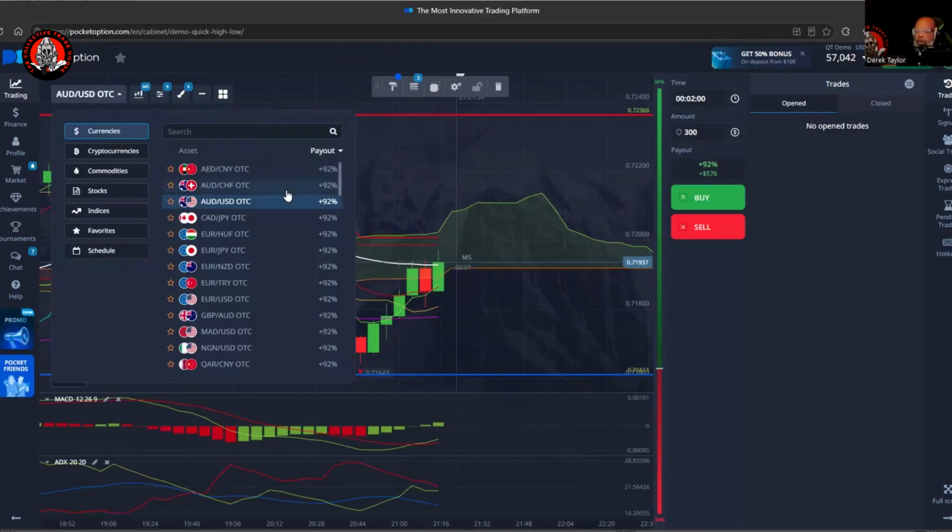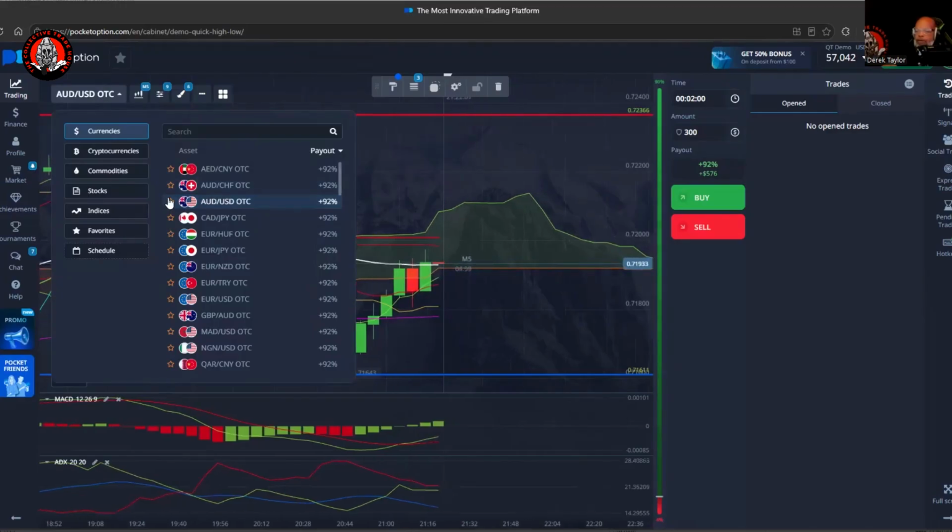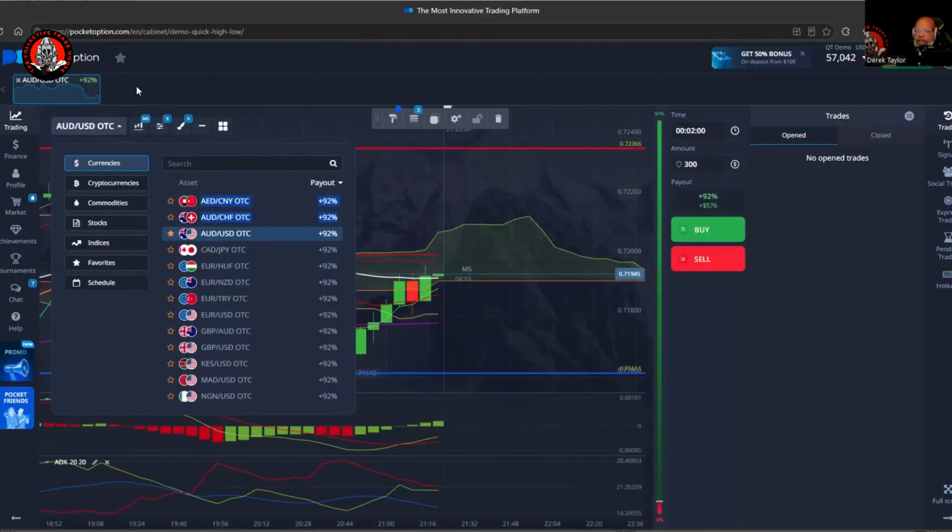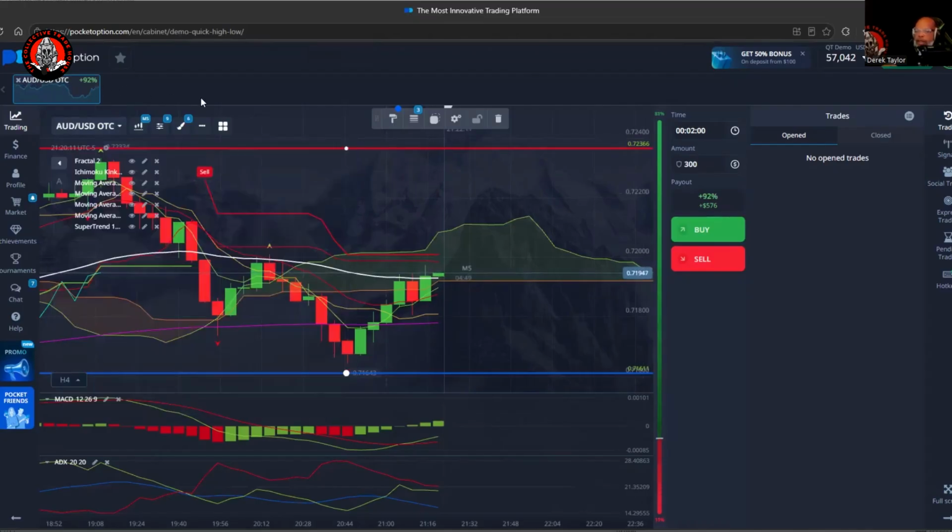Also, you can make this one of your favorites, right? So I can make this one of my favorites. I don't know what happened. I had a whole list of trading instruments up here and they're gone. It's probably again user error. But I could just come up here and click on whatever it is that I want that I consider to be a favorite.